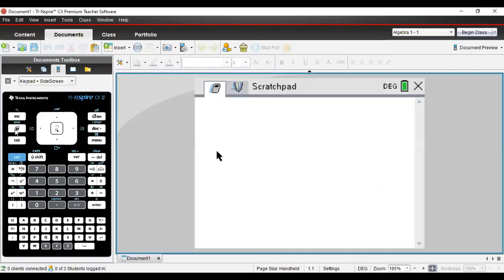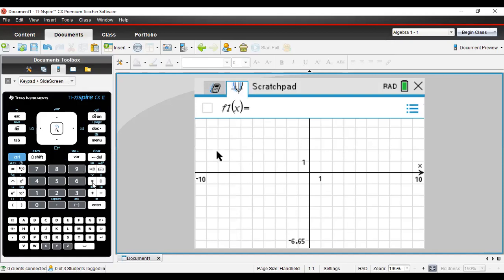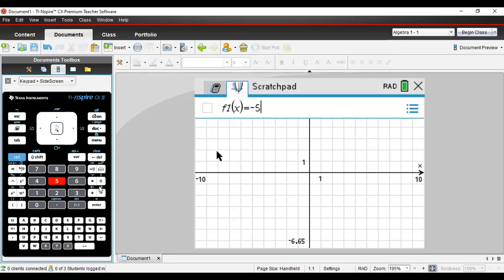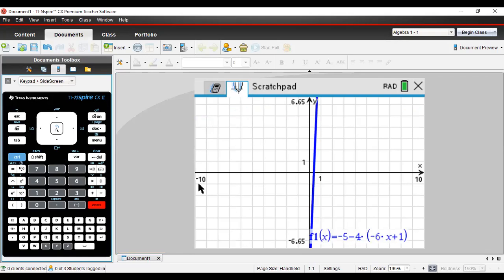Bring that up right here, go to graph, and we're going to type in what we see: negative 5 minus 4 parentheses, negative 6x, not h, plus 1, close the parentheses, and oh, I messed up. Should have a parentheses here. I think that fixes it. Yep, that's it. Be careful. Like I said before, make sure your calculator looks like the actual problem. All right, there we go.